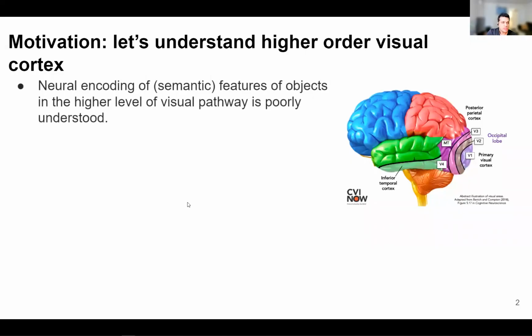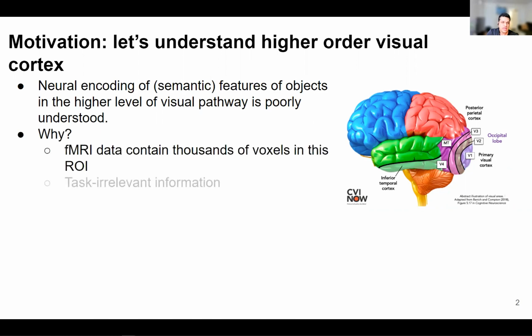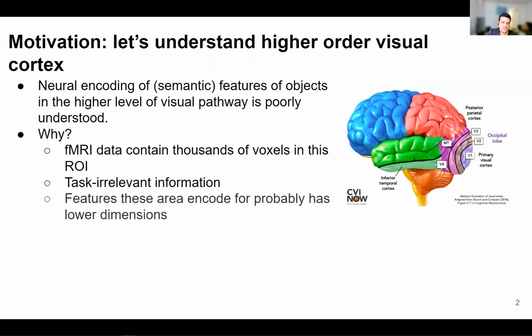So higher order regions in the visual cortex encode for high-level features in objects, but the mechanism of how this encoding process happens is poorly understood. This is partly because the techniques that we use, such as fMRI, to study these brain regions contain thousands of features. These features contain task-irrelevant information, and in addition to all of that, the dimensionality of the feature space that these regions encode for is probably much lower than thousands of features.